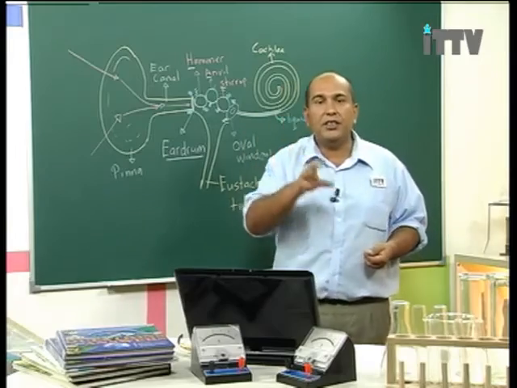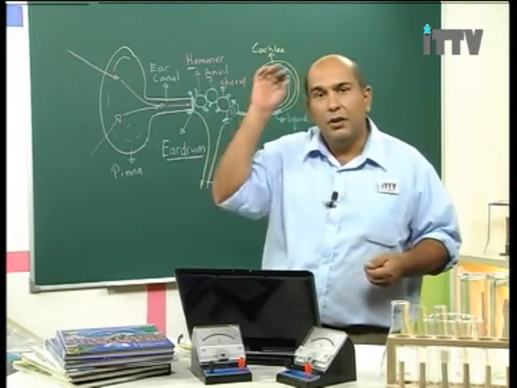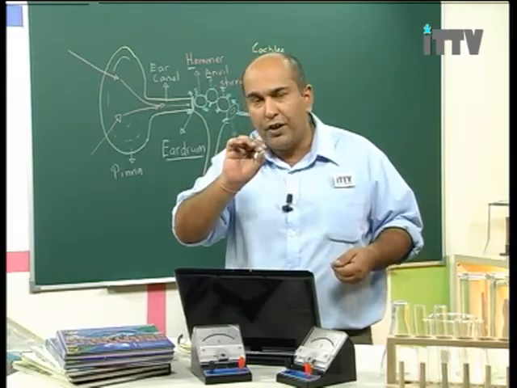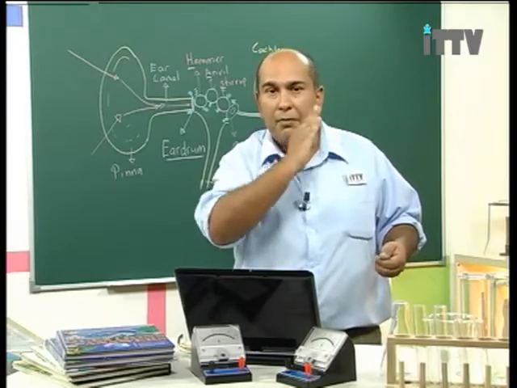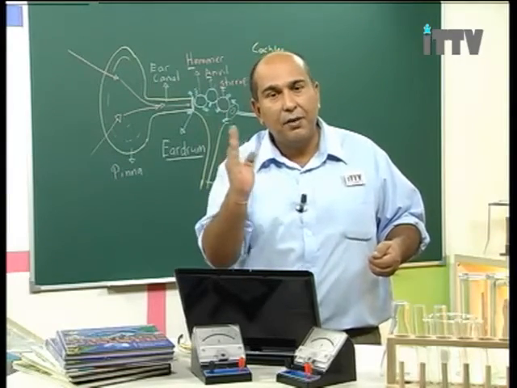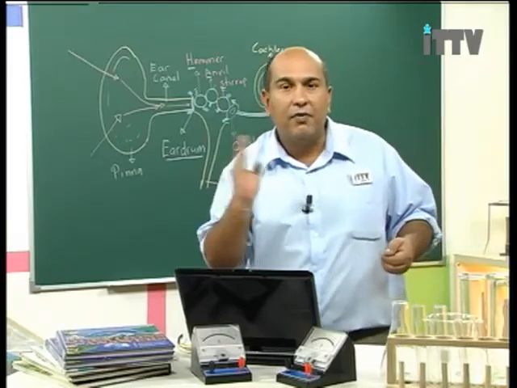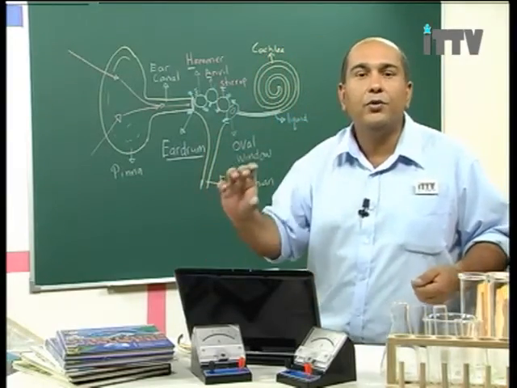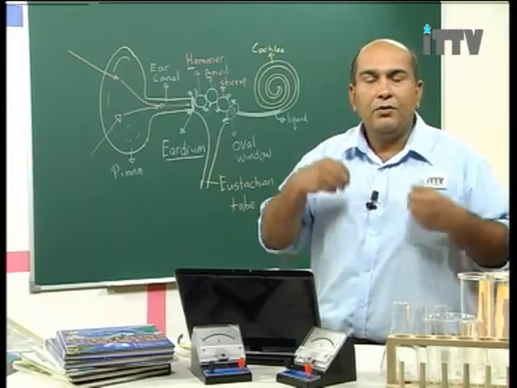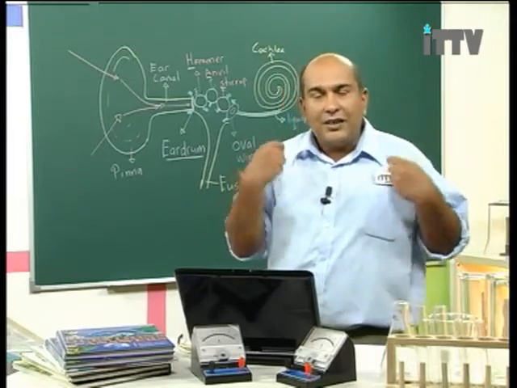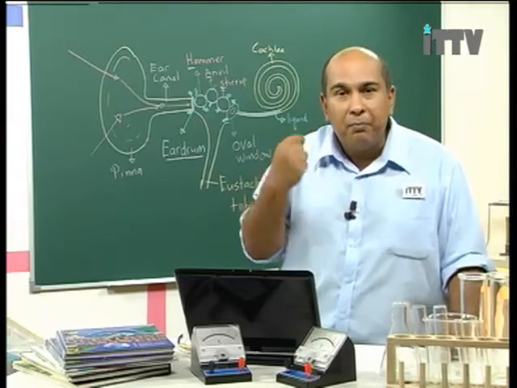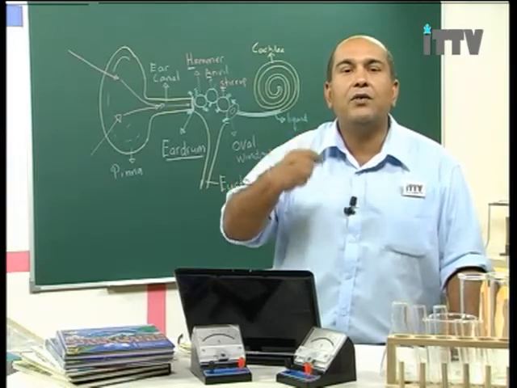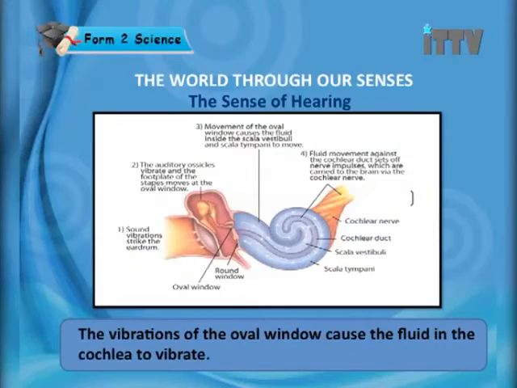So, the vibrations of sound that came into the pinna through the auditory canal, caused the eardrum to vibrate, is passed on to the hammer, anvil, and then stirrup, all vibrating, and when the stirrup vibrates, it causes the oval window to vibrate. Now, just a bit of trivia for you. Studies have shown that the three bones, when they vibrate, they actually amplify the sound, which means they make the sound signal stronger. Vibrations of the oval window cause the fluid in the cochlea to vibrate.